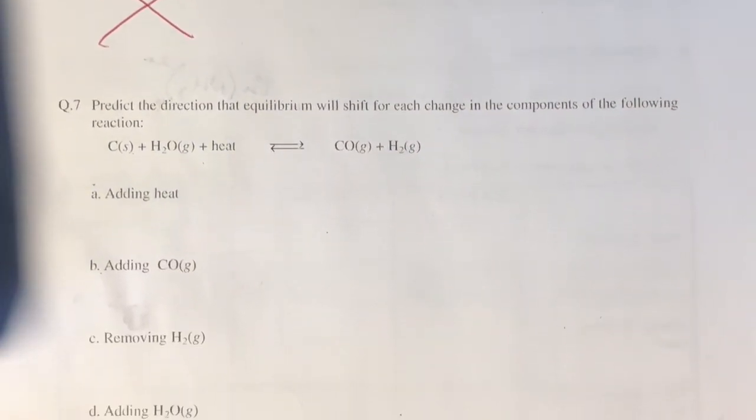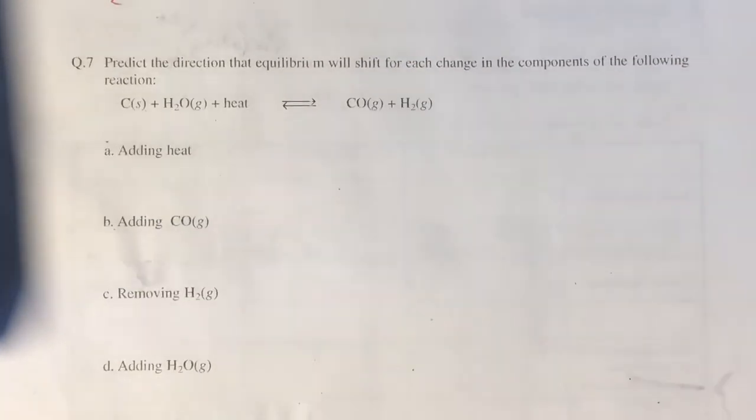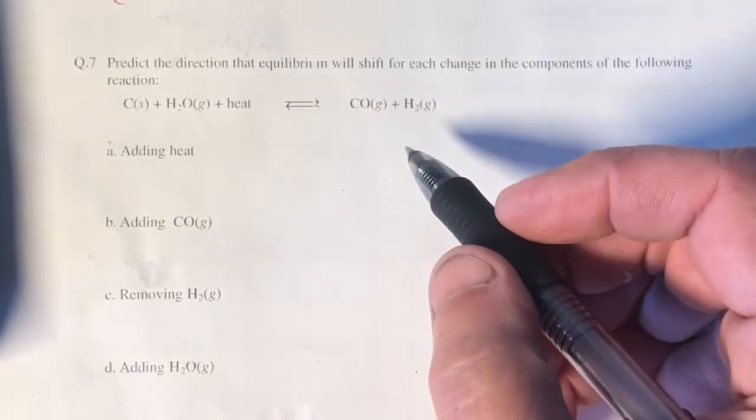What should we worry about here? Question 7 is a good one for something called Le Chatelier's principle. That's a good one to be able to qualitatively predict what happens in a reaction.